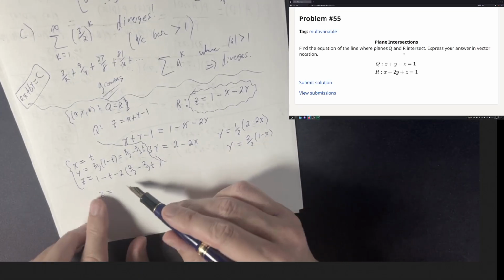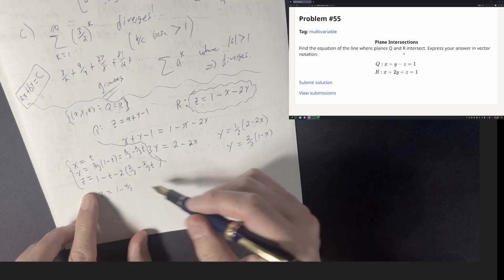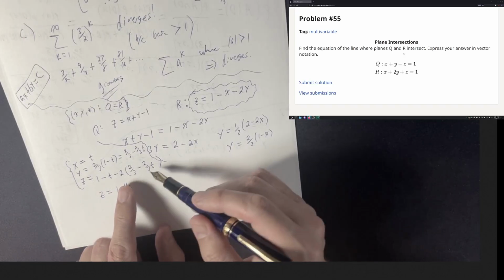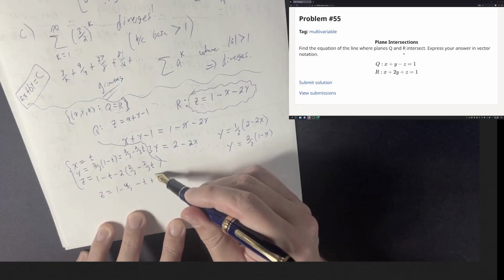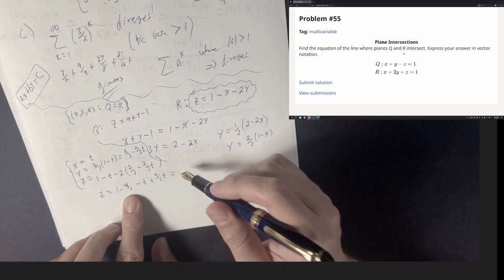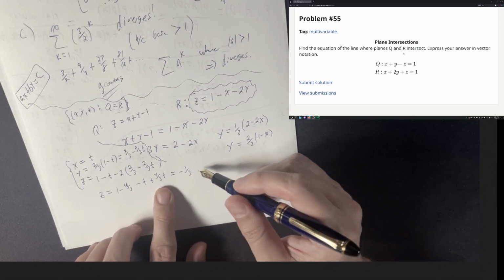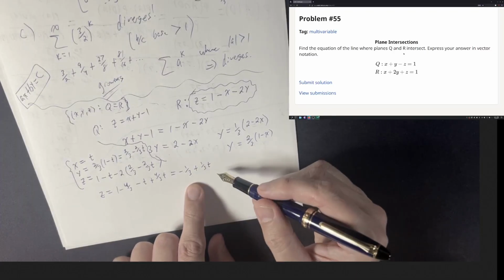Z is, let's see, 1 minus 2 times 2/3. So 1 minus 4/3. And then negative t looks like positive 4/3 t. Minus t plus 4/3 t. So 1 minus 4/3 feels like a negative third. 4/3 minus 1 looks like 1/3. That's a formula for z.